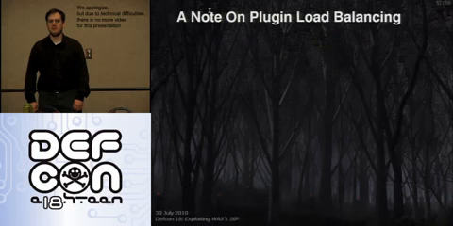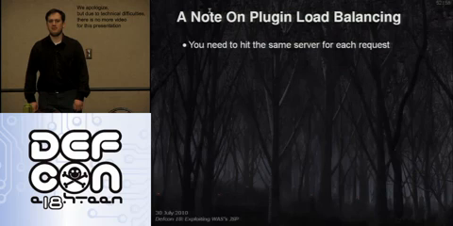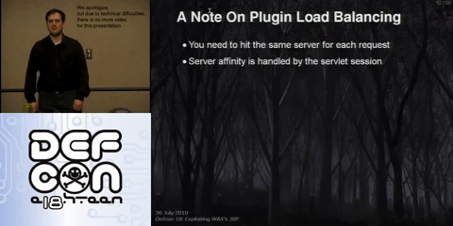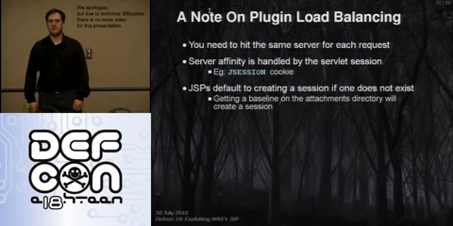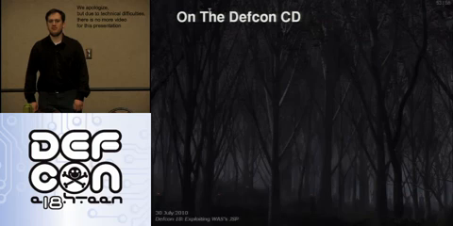If you're dealing with the plugin and load balancing, you need to hit the same server every time, obviously. Otherwise, you're going to be bouncing between servers, and the JSP that you uploaded may not be on the server you're hitting. Server affinity with the web server plugin is handled by the JSession cookie. JSPs by default, when they're first run, give you a cookie. So as soon as you baseline the attachments directory, you just need to keep your cookie, and you should be hitting the same server unless that server goes down. They never go down, right?